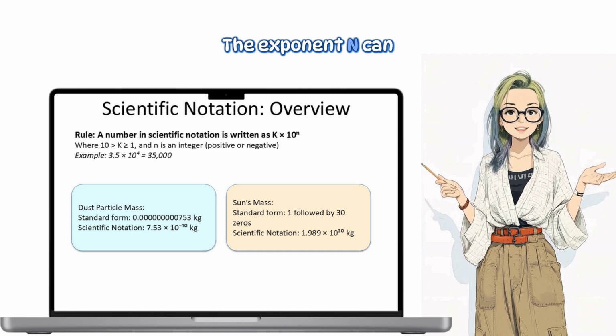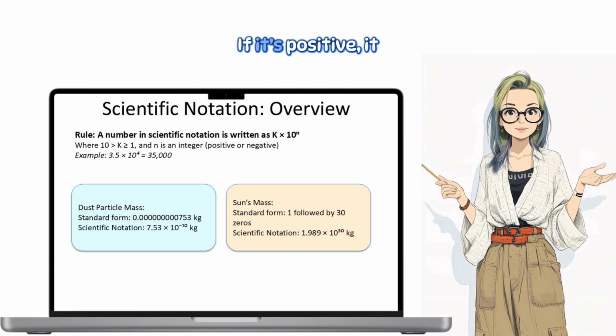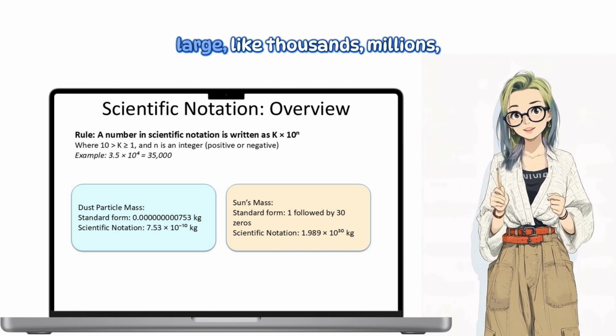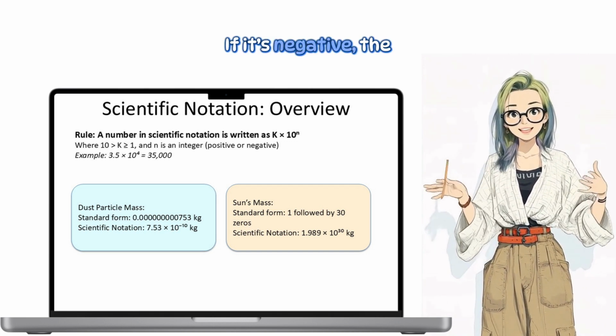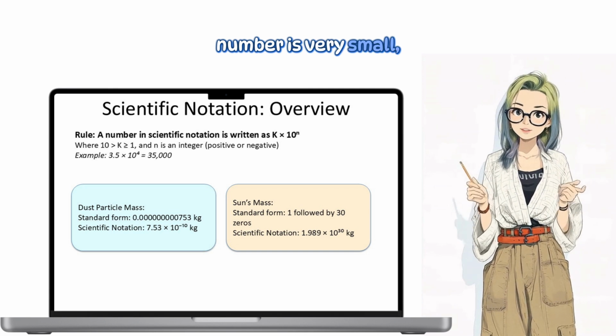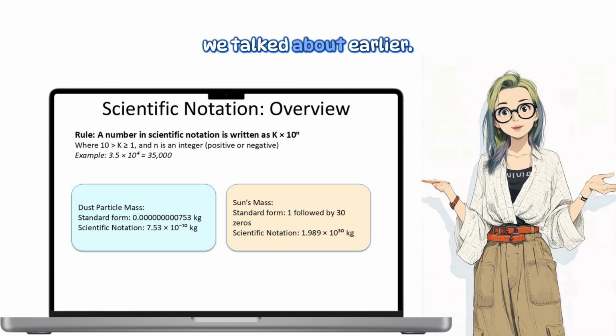The exponent n can be positive or negative. If it's positive, it means the number is large, like thousands, millions, or even more. If it's negative, the number is very small, like the dust particle we talked about earlier.